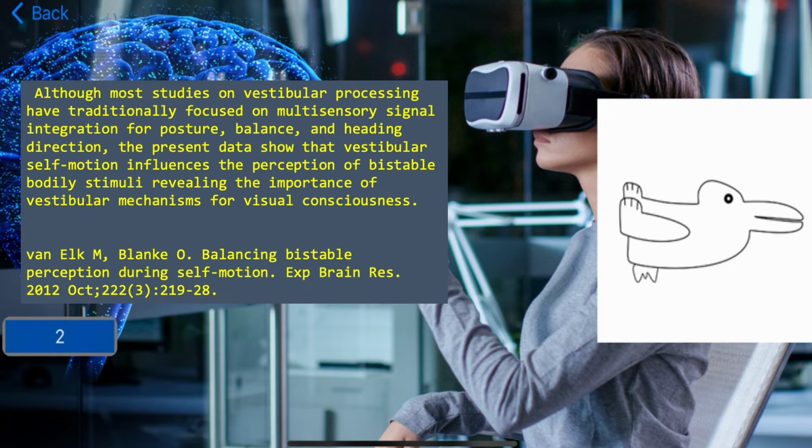This is a study published in Experimental Brain Research, 2012 October. And it demonstrates that the area of the brain involved in bistable image perception is also involved with the integration of vestibular input. Taken together, these studies suggest that, when a person views a bistable image, it enhances neuronal activity in that part of the parietal lobe, which is also associated with vestibular processing.